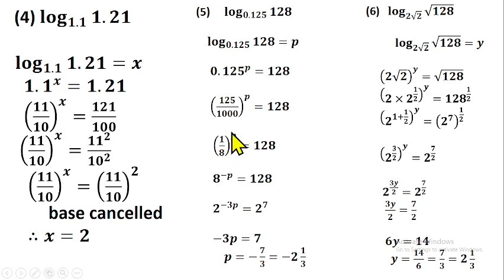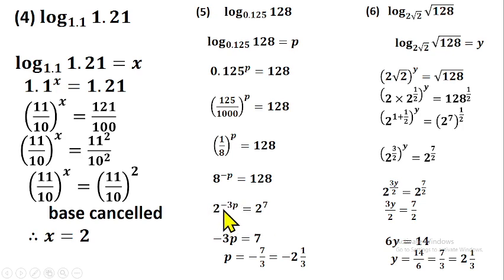Then that power minus 1 will multiply p, and that should give us minus p. Minus 1 times p gives us minus p. So we have 8 raised to power minus p equals 128. We can also change this 128 to an index form, and that should give us 2 raised to power 7. We can also change this 8 to an index form. That should give us 2 raised to power 3. Then that 3 will multiply minus p, and that should give us 2 raised to power minus 3p.